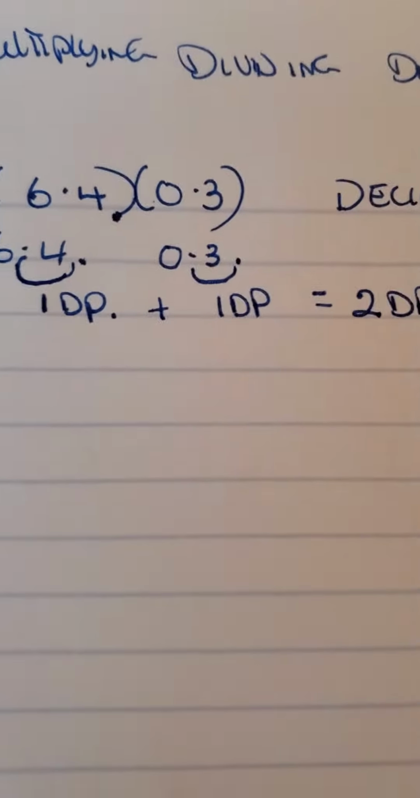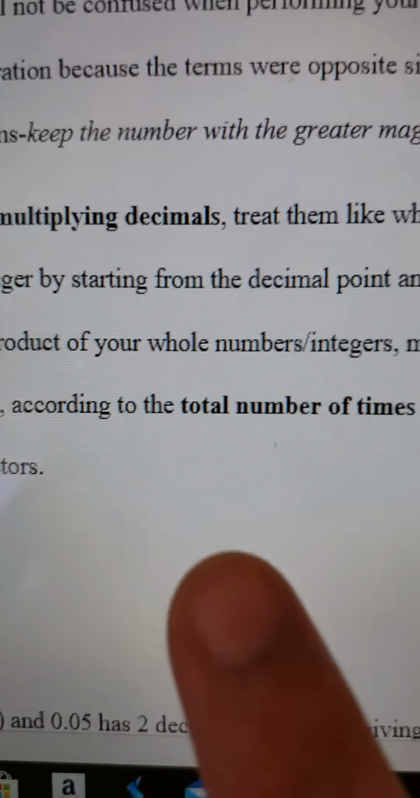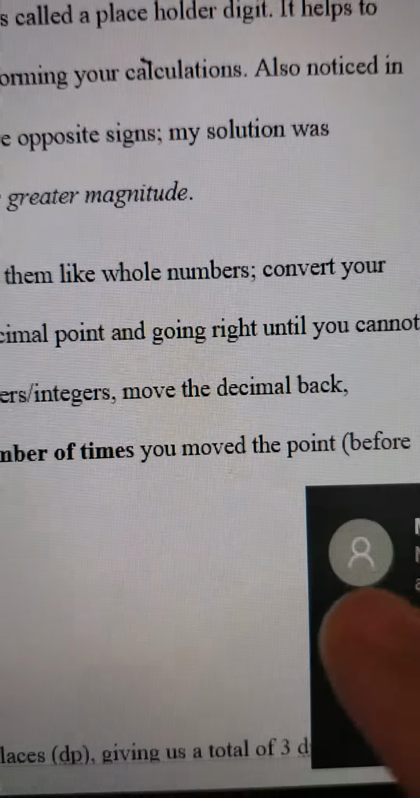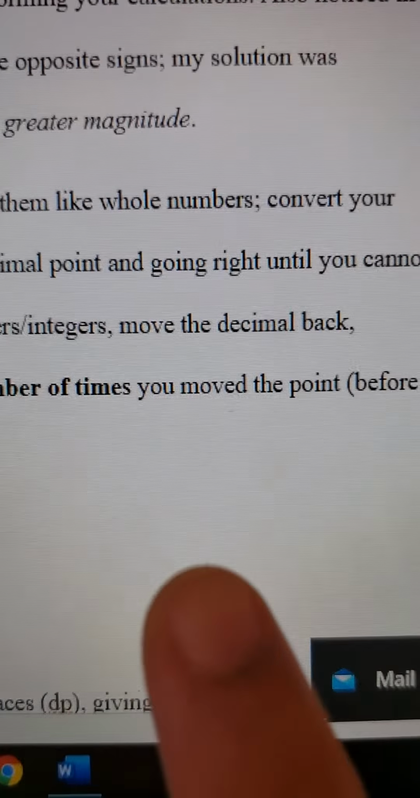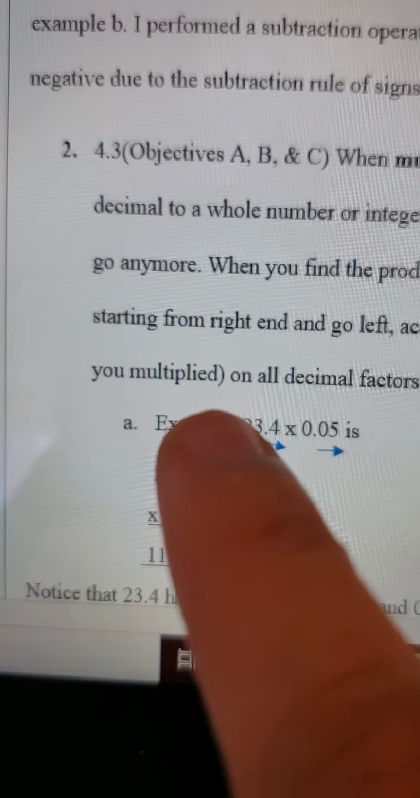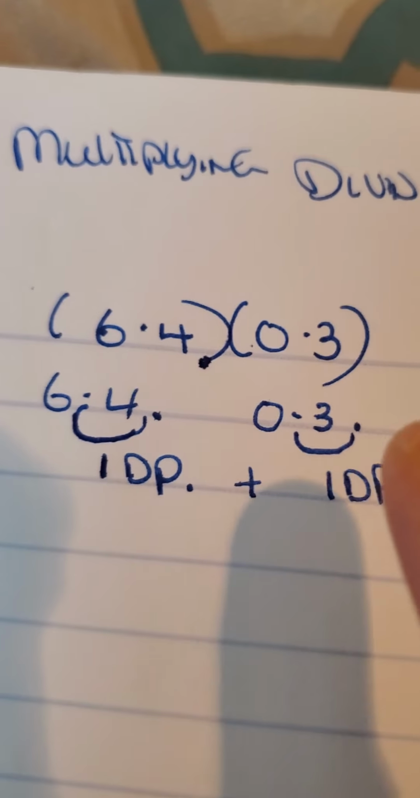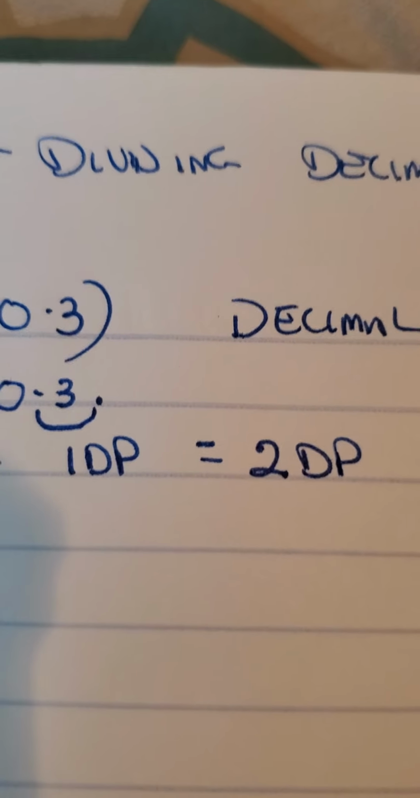2 decimal places, right? So when I say when you're moving back, move back according to the total number of times you move the point before you multiply on all decimal factors. All right. So this is my first factor. This is my second factor. I move this one time. I move it one time. So I move it a total of 2 times.